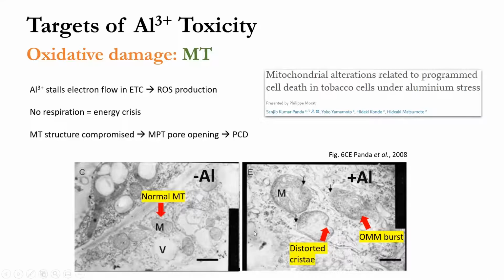Moreover, as you can see in these micrographs, the mitochondrial structure is severely disrupted by aluminum, as indicated by the red arrows. There are visible distortions to the crystallized structure and outer membrane structures. As a result, mitochondrial permeability transition pore would open and release calcium. This would activate the apoptotic cell death as well. So this study here gave us these nice visualizations of aluminum-induced mitochondrial damage.